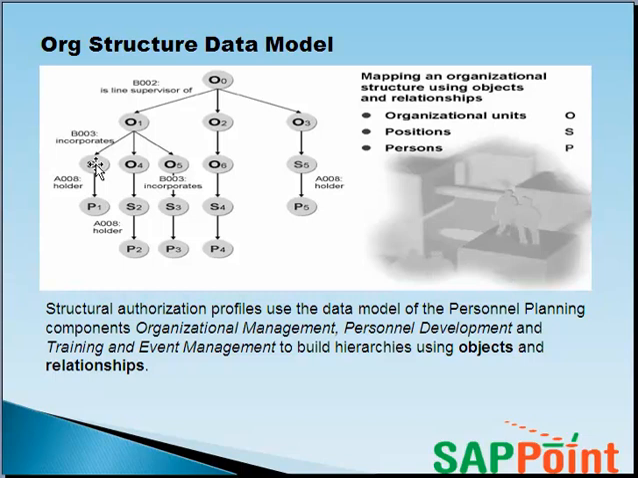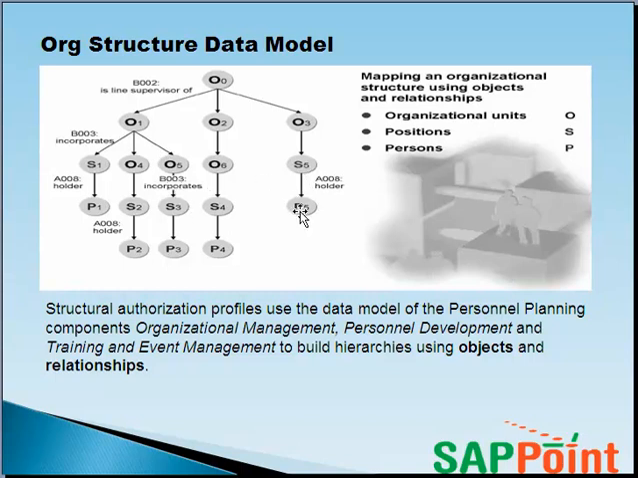O1 incorporates S1. And if you read this relationship, there is A008, where A stands for bottom up. So person P1 holds position S1. So the structural profiles use the hierarchies by making use of the objects and the relationships. Now different types of objects and different types of relationships are used in this process.